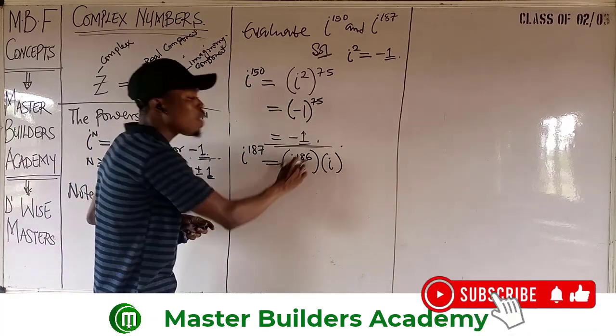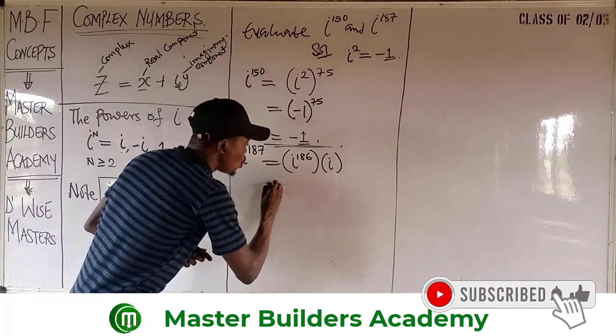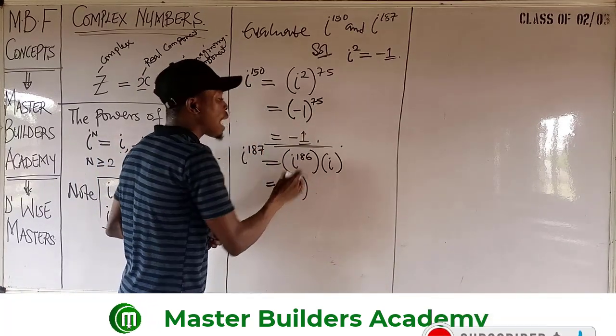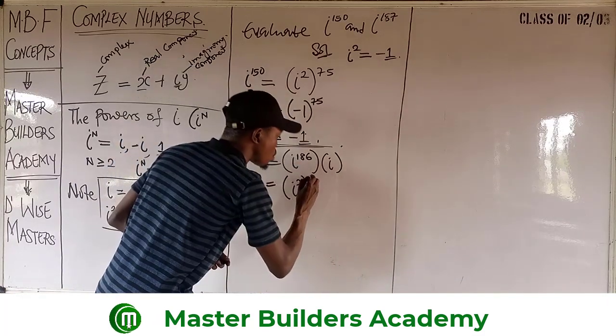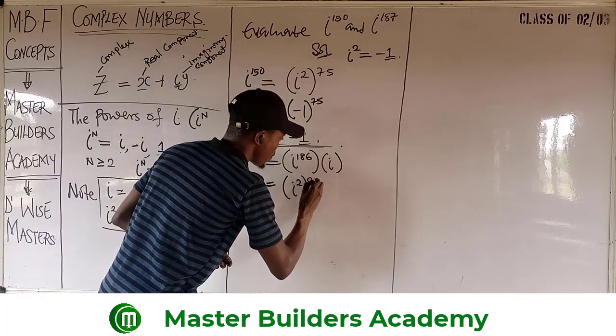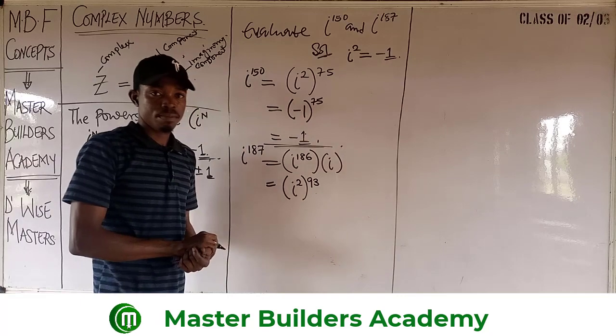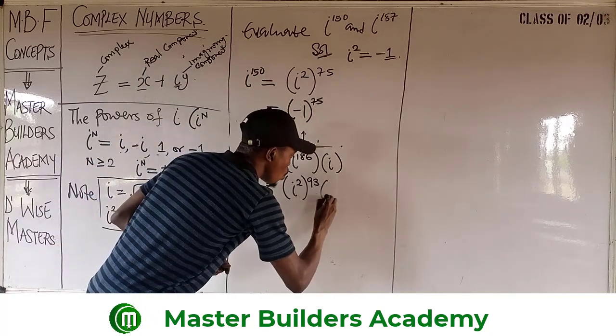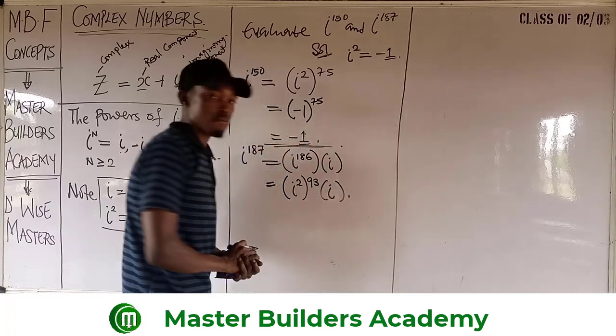So when we divide 186 by 2, we are going to have this as I raised to the power of 2 multiplied by this, divided by 2, which will give us 93. I hope you are there. As simple as this. Then into I.